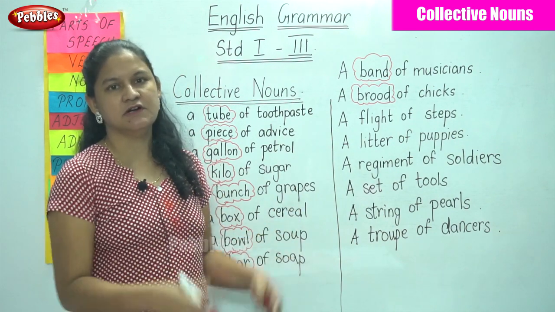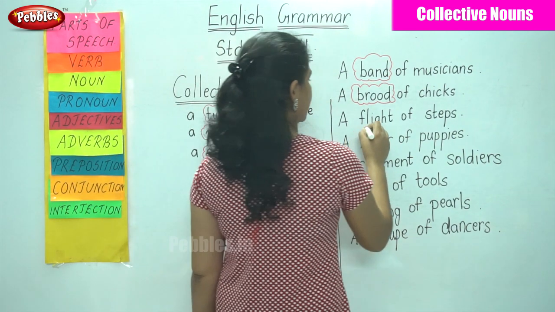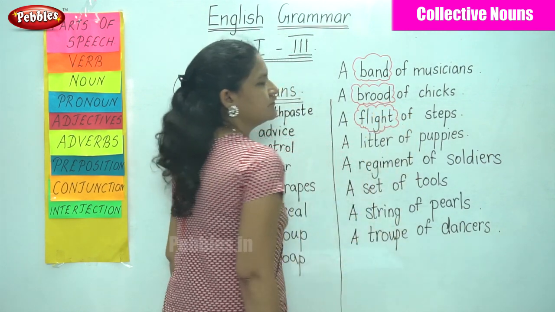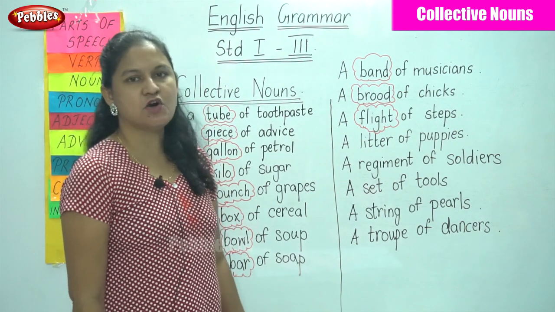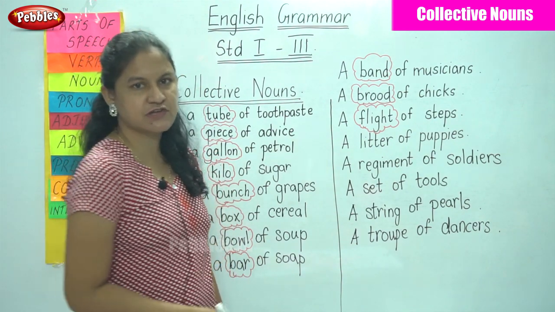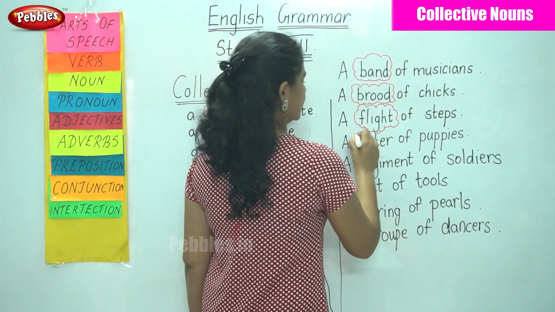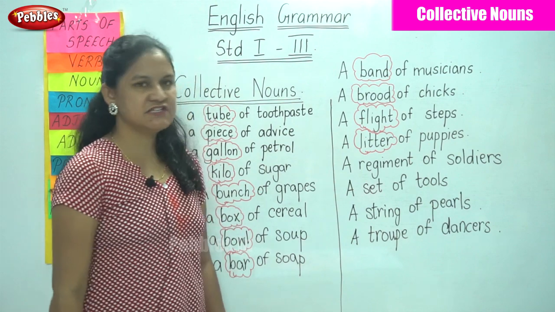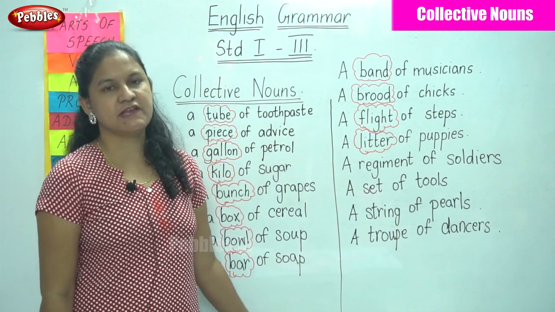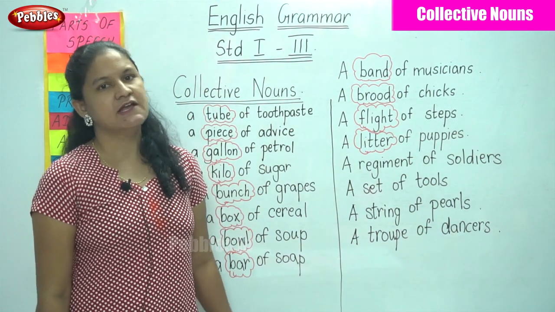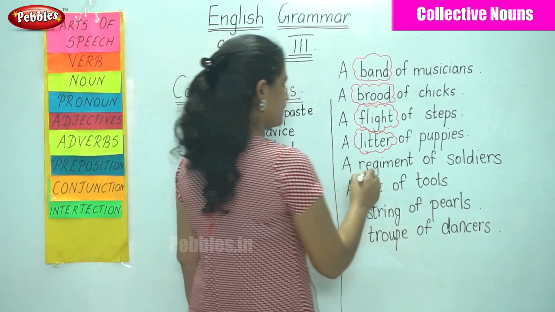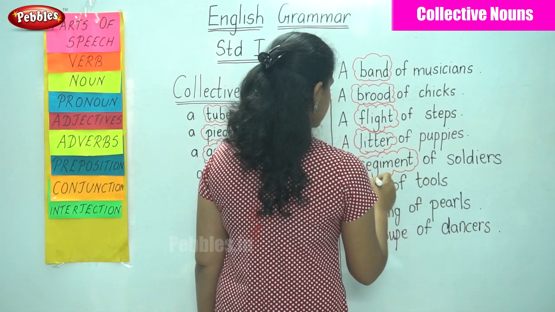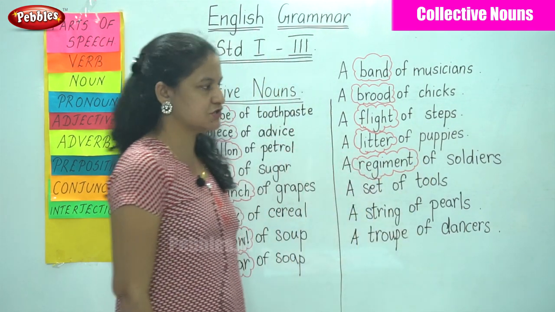A flight of steps. So we climb a flight of steps. So it is known as a flight. So the collective noun used is flight. A litter of puppies. So many puppies together is called a litter of puppies. A regiment of soldiers. So many soldiers together in an army is known as a regiment of soldiers.